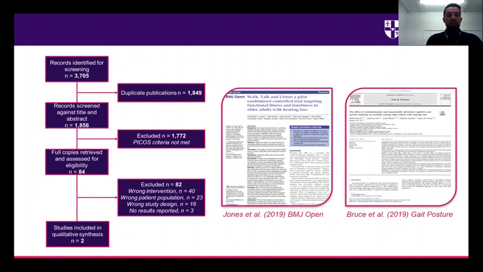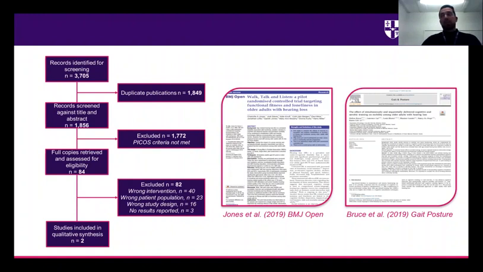Now, I'm showing you these diagrams here because they show that we started from our initial searches and screening of various databases, which we undertook last year. We started with 3,705 potentially suitable records. And after we applied the PICO criteria shown on the table in the previous slide, we only ended up with two studies eligible for inclusion. Interestingly, both of these studies were randomized control trials where older adults with hearing loss were randomized to a physical fitness intervention, which was either aerobic or anaerobic, and an active comparator.